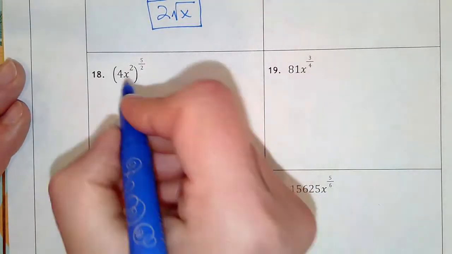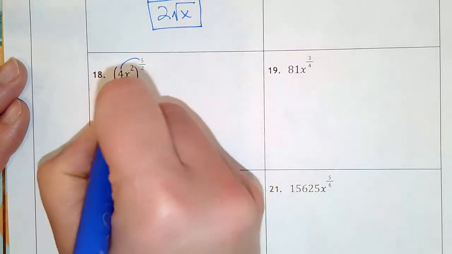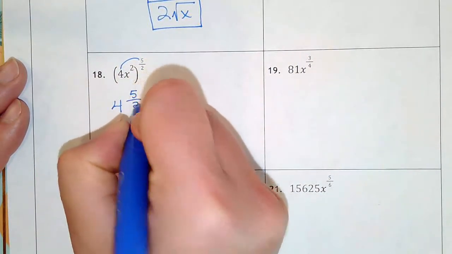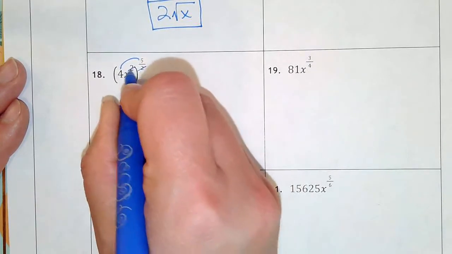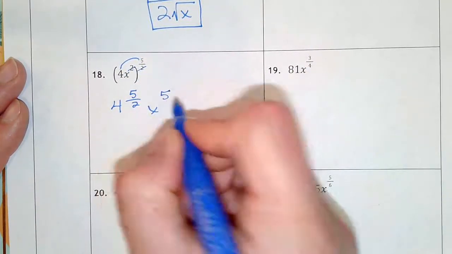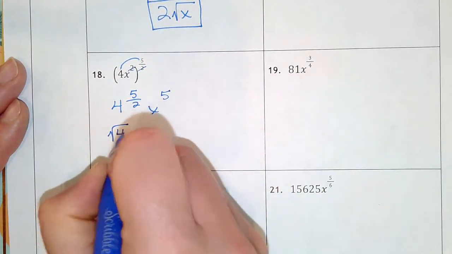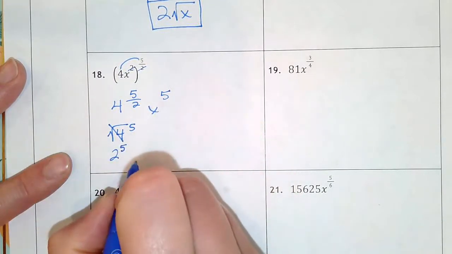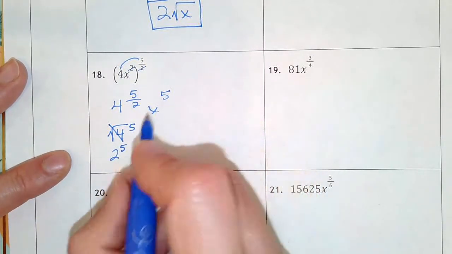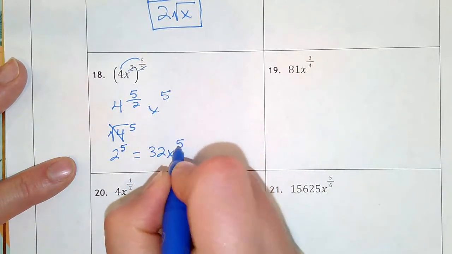Okay, number 18 has parentheses, so I need 4 to the 5/2 power. And the x to the 2's are going to simplify, so x to the 5th. This would be the square root of 4 to the 5th power. Square root of 4 is 2. 2 to the 5th power, and we have that is 32. x to the 5th.